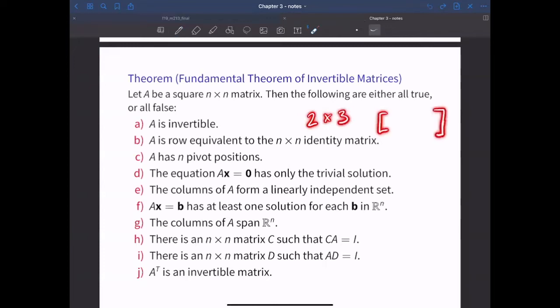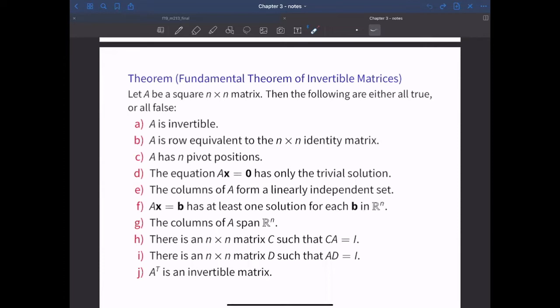it's possible for you to have the columns spanning all of R2. For a matrix that's not square, maybe the columns are linearly independent, maybe the columns span Rn, there are a few different things that can happen, but they're not really all related to each other. However, for a square matrix, if the columns are linearly independent, then you have to have a pivot in every column. And because it's square, you have to have a pivot in every row as well, which means the columns have to span Rn.